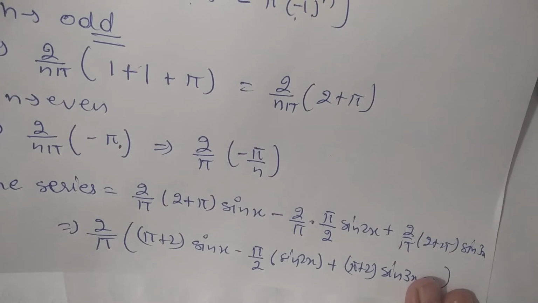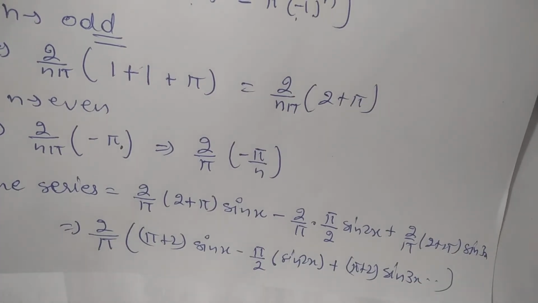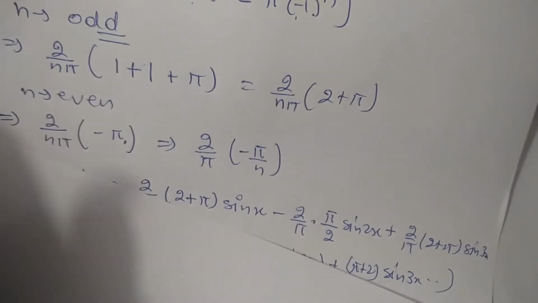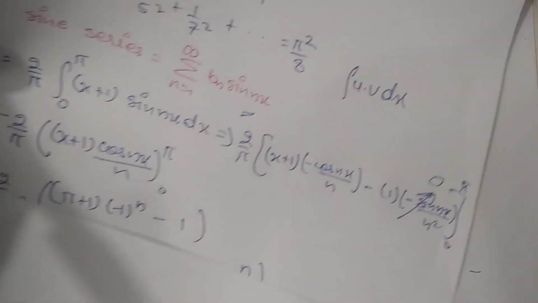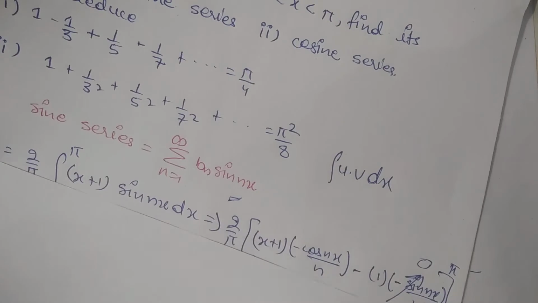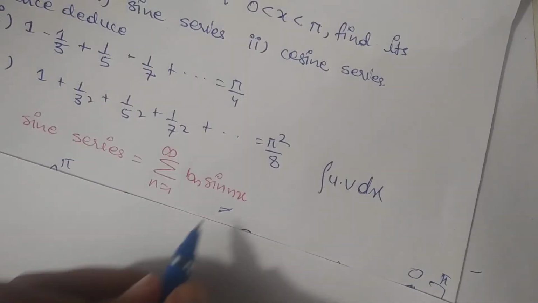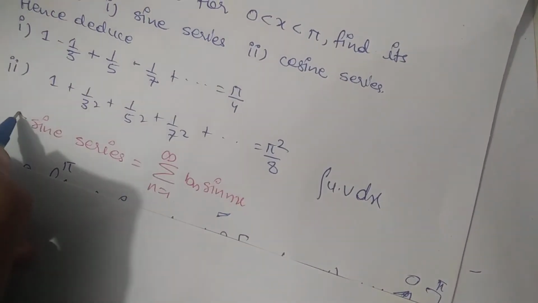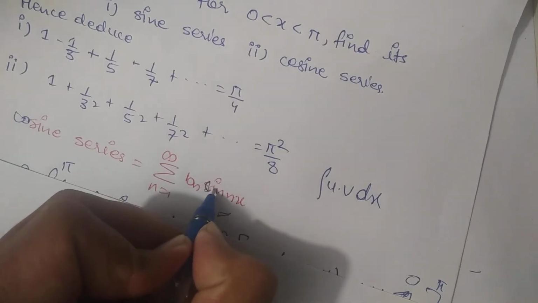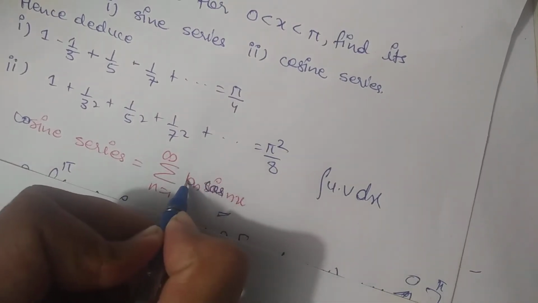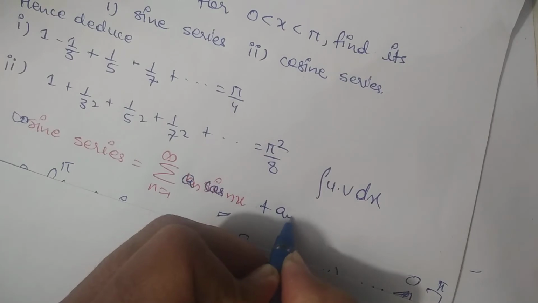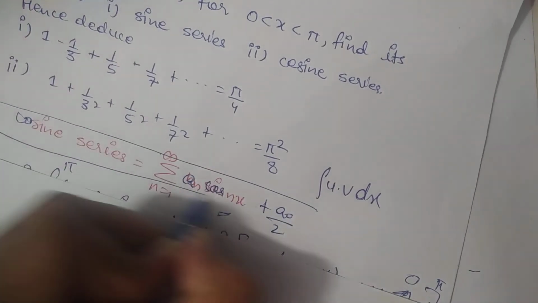So this is the sine series. Now finally we will get its value for the cosine series, and for the cosine series we have to find a naught first, and finally we will find the value of an. Then we can just put the formula. In this formula I can write cos nx, and that will be an cos nx plus a naught by 2. So this will be the relation for the cosine series.